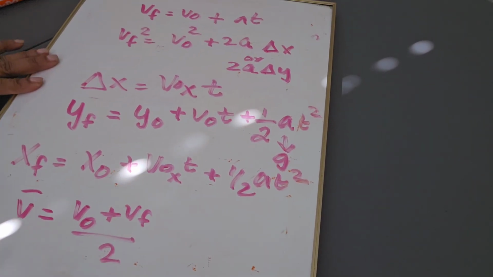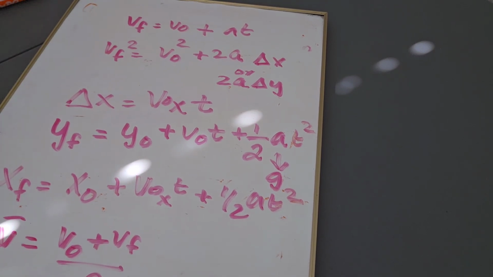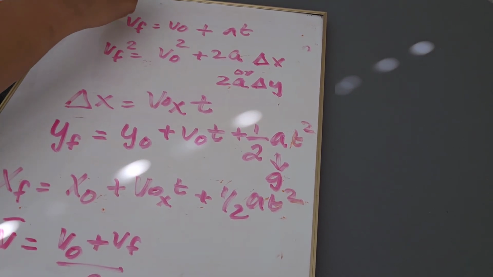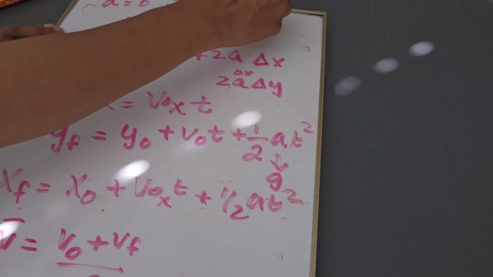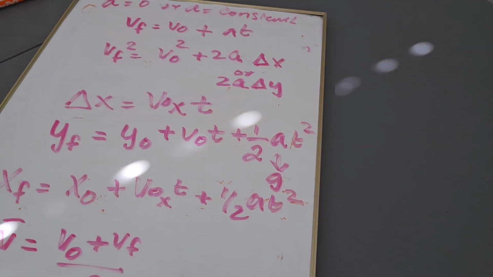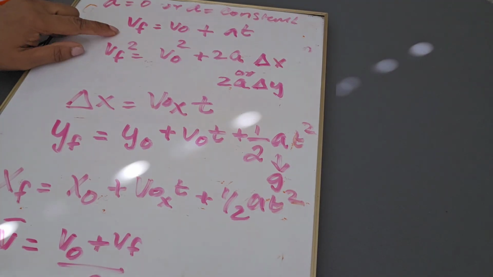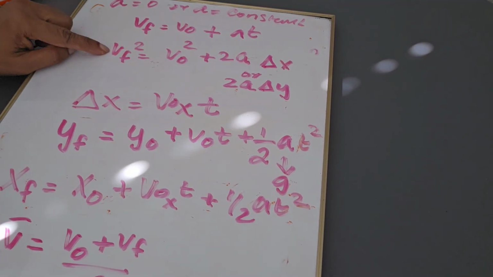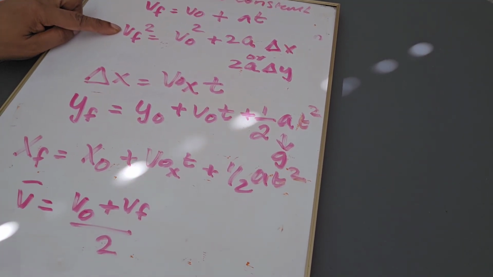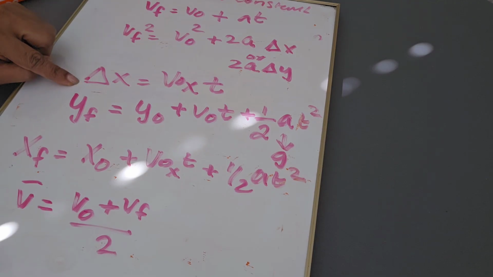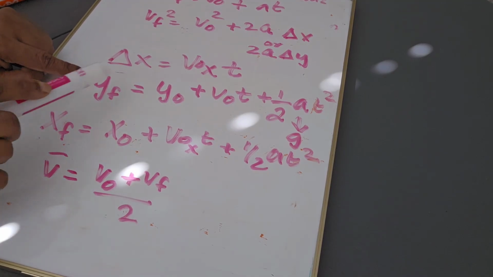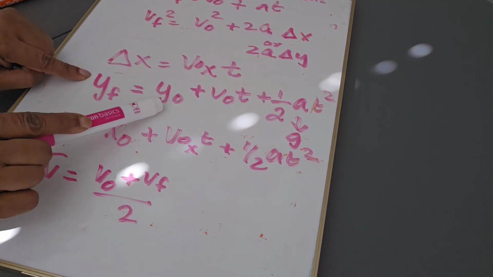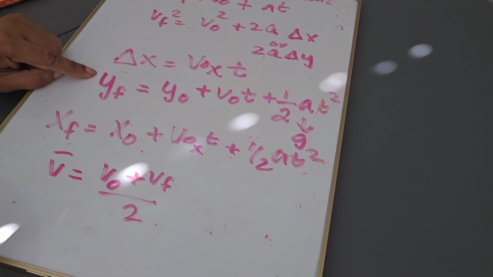So then we move on to the big five kinematic equations. These we only use when your acceleration is either zero or constant. That's why we use the kinematic equations in scenarios like that. So Vf equals V naught plus at, Vf squared equals V naught squared plus 2a delta x or 2a delta y, and then delta x equals V naught x t. And then this is your famous delta y equation. It's split into yf and y naught. If you see it, delta y is y final minus y naught equals V naught t plus 1/2 a t squared.